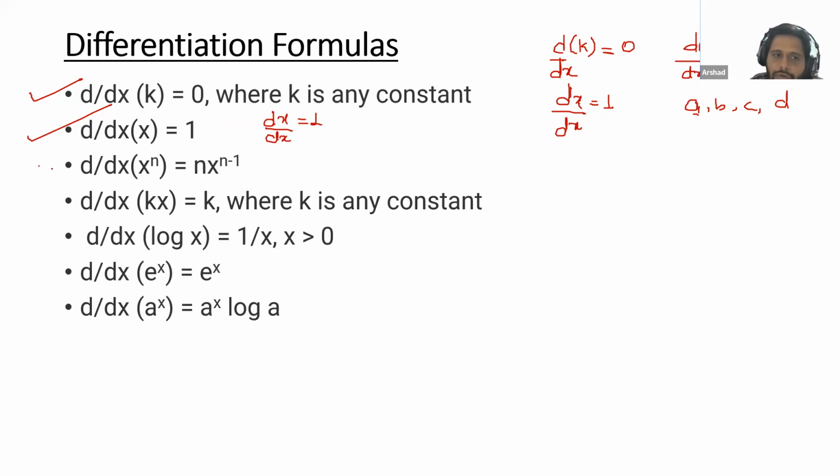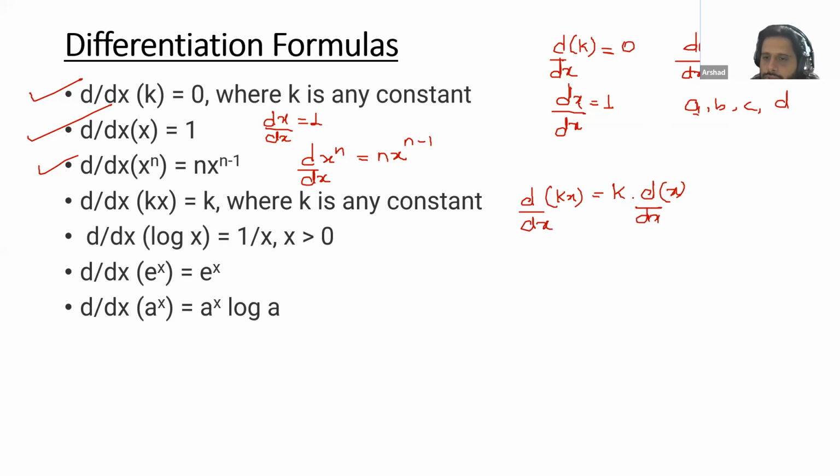Next, third formula. What is the third formula? If you are differentiating x to the power n with respect to x, then what will you get? n x to the power n minus 1. There is a variable x which has some power n. If you differentiate that, you will get n x^(n-1). Okay. Next, what does this mean? If you are differentiating kx, k is a constant, x is a variable, then the constant will always come outside the derivative. If the constant is with the variable, you can write that constant outside the derivative, and you know that the derivative of x is 1.